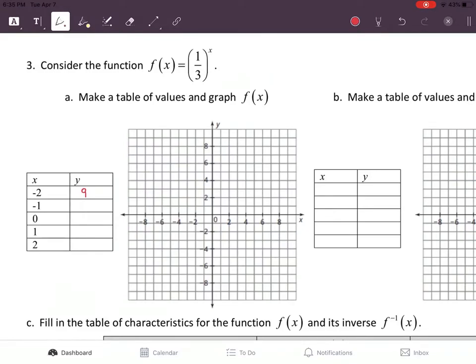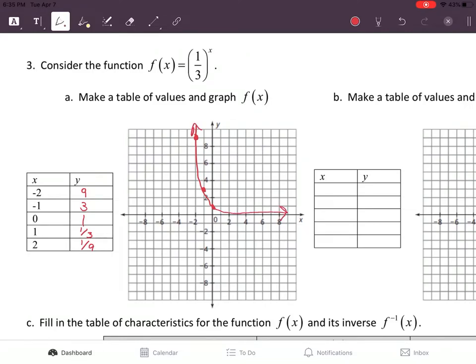(1/3) to the -1 power is 3. (1/3) to the 0 power is 1. (1/3) to the first power is 1/3. And (1/3) to the second power is 1/9. So again, I'm going to graph just the whole numbers or the integers and not the fractions. So we have (-2, 9), (-1, 3), and (0, 1). So our graph should look like this.